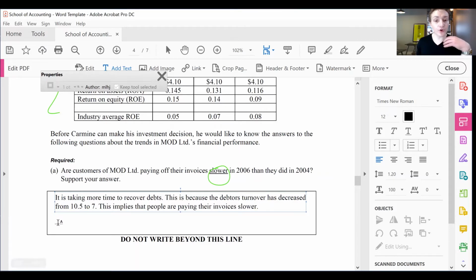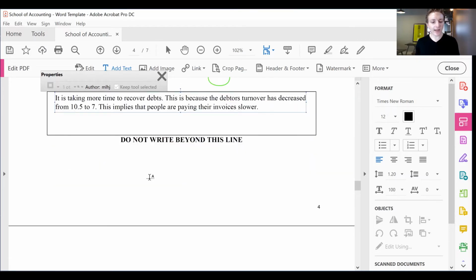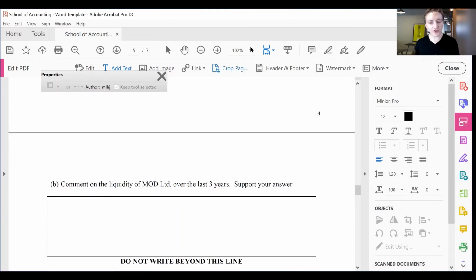So that's what we can do for part A. Now in part B, you're being asked to comment on the liquidity of Mod over the past 3 years. By liquidity, that is effectively referring to the idea of how financially solvent this company is, and in particular, is the firm going to be able to meet its current liabilities? There's a few things that we're going to be able to look at in order to assess this.